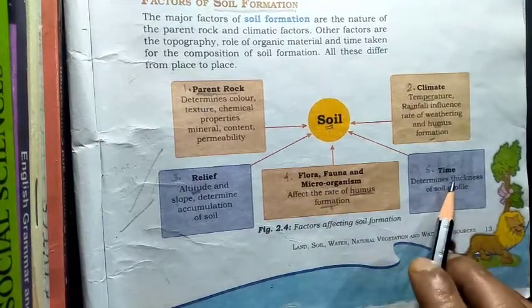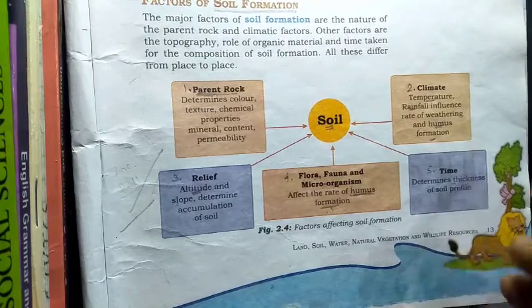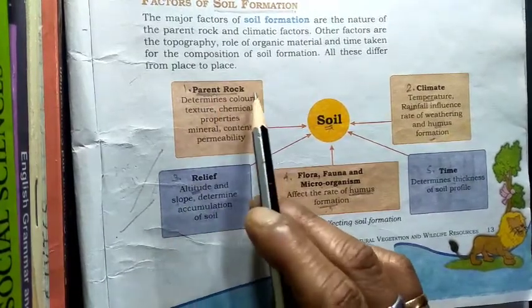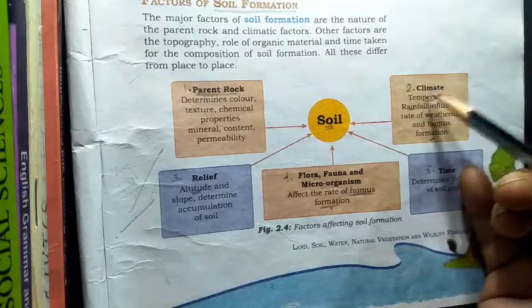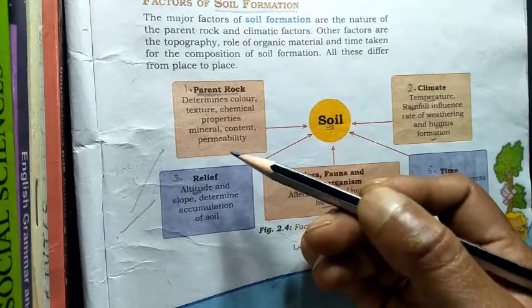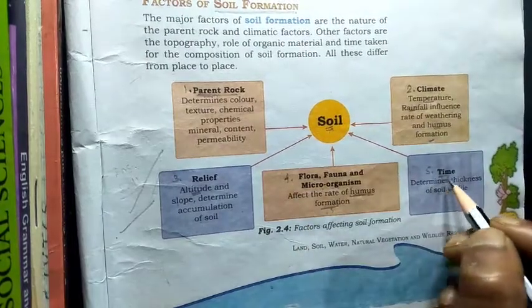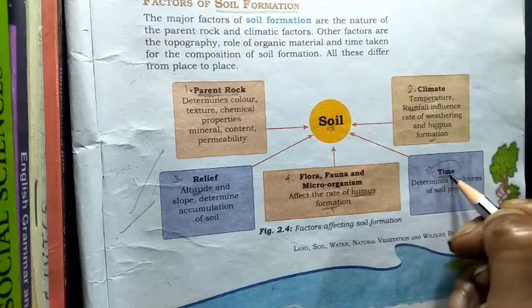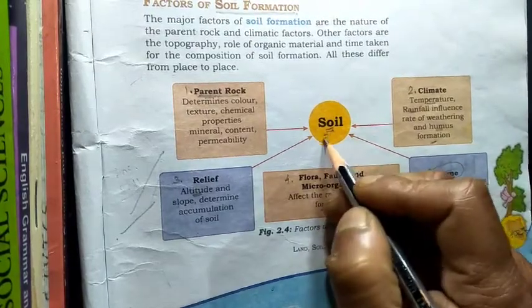The last one is time. We know very well that parent rock does not get broken away in 1 day or 2 days, or climatic factors also cannot make the parent rock break within a short span of time. So we can say time also is needed. Time is one of the vital factors for the formation of soil.